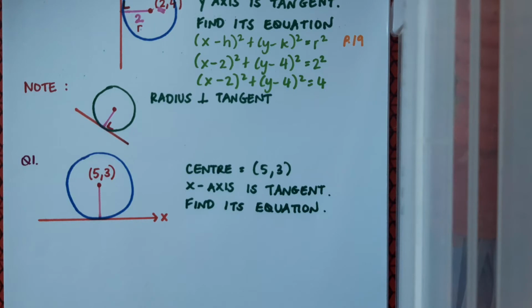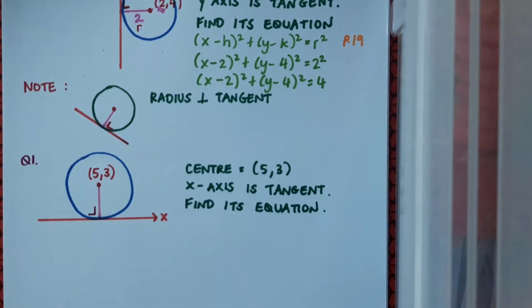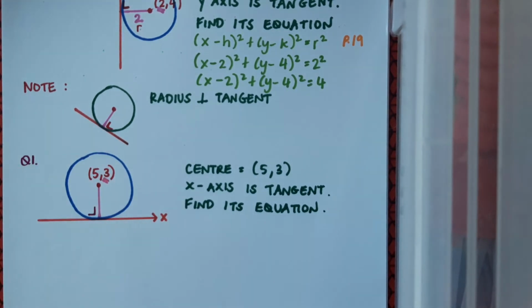So again, I'll begin by drawing in a sensible radius. And of course, I know that the radius and the tangent must meet at right angles. The x-axis here is horizontal, so this means that this radius that I've drawn in must be vertical. If I can figure out the distance vertically, then I'll know the radius. Looking at the y value in the point, it tells me that the point (5, 3) is 3 units above the x-axis. So straight away I have my radius.